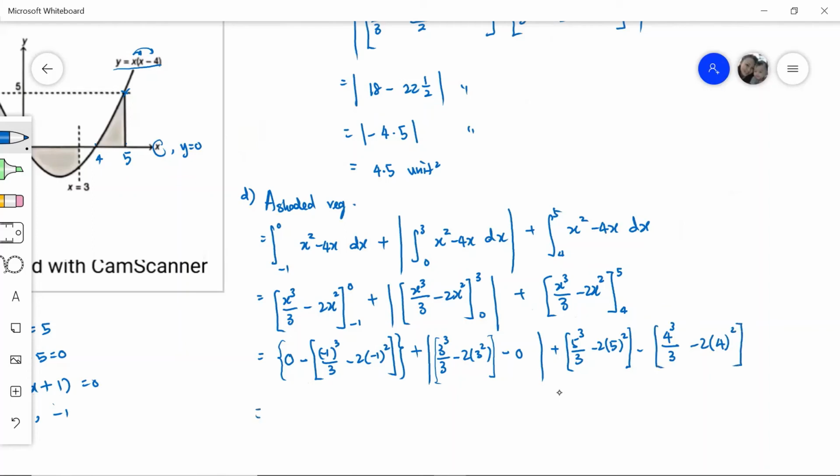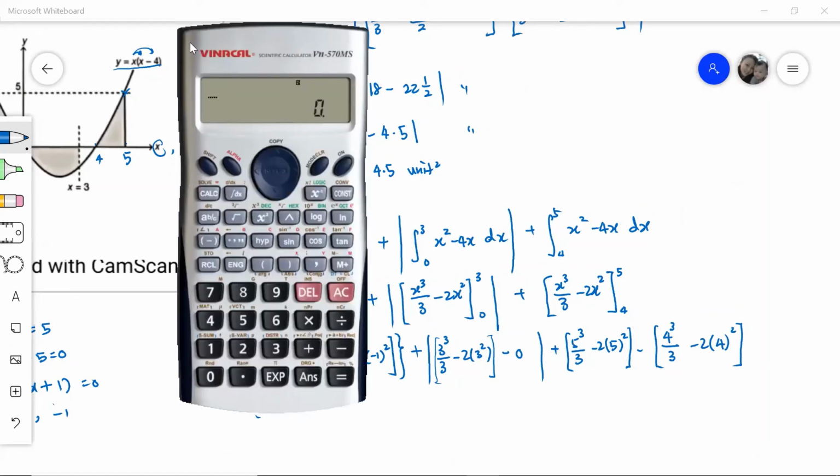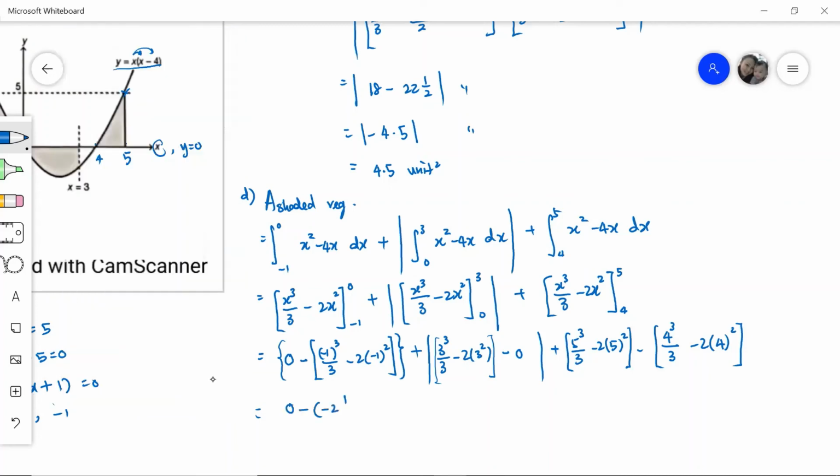Okay, and next we use the calculator to set the formula of our integration. So after integration, we have x cubed over 3 minus 2x squared. Okay, so now we let the calculator do the calculation. We can test when it is 0, definitely got 0. And then when it is negative 1, we get negative 2 and 1/3. So 0 minus negative 2 and 1/3.